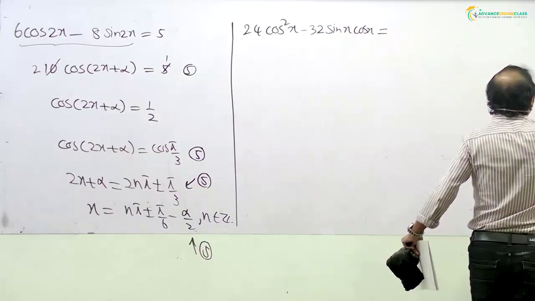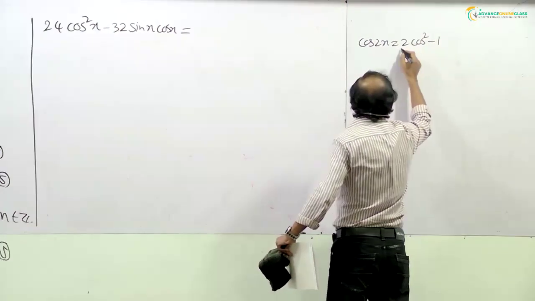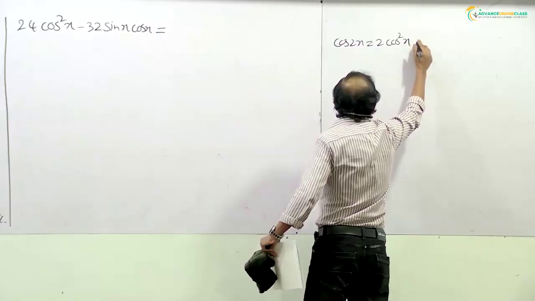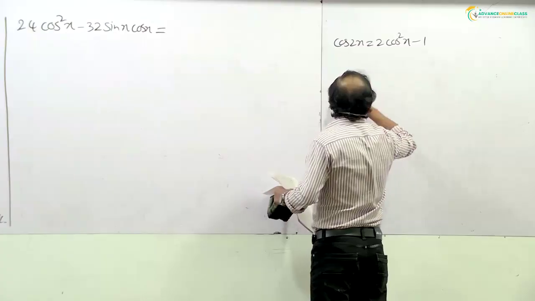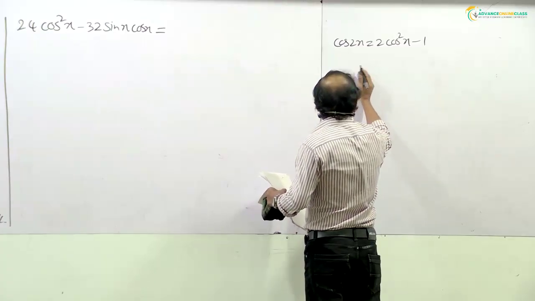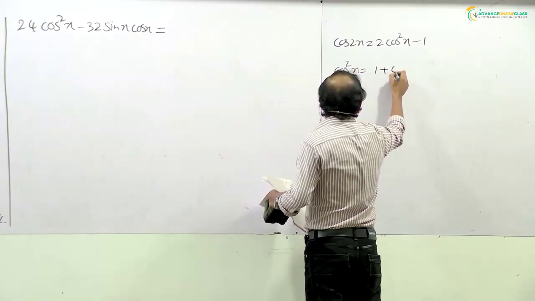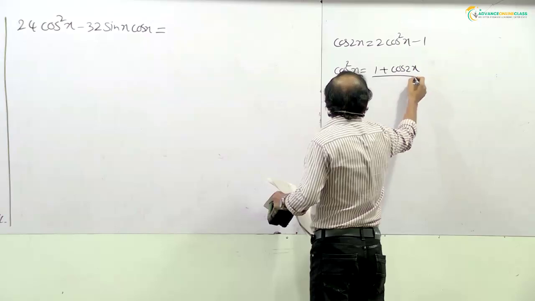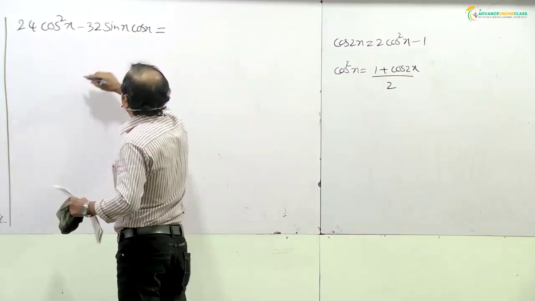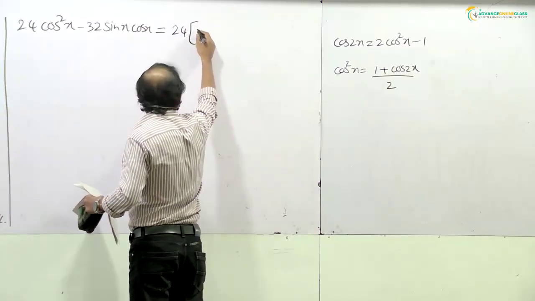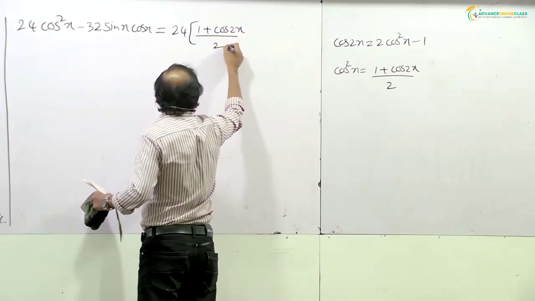You know the cos 2x formula? Cos 2x we can write as 2 cos squared x minus 1. So then cos squared x comes as 1 plus cos 2x divided by 2. This way I can substitute for this cos squared x right there: 24 times 1 plus cos 2x divided by 2.